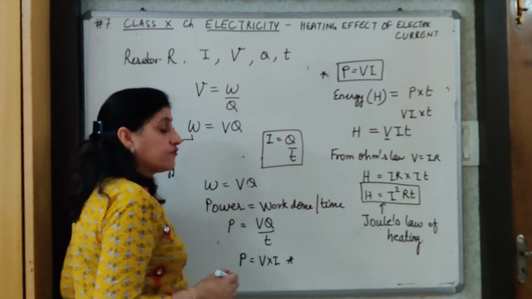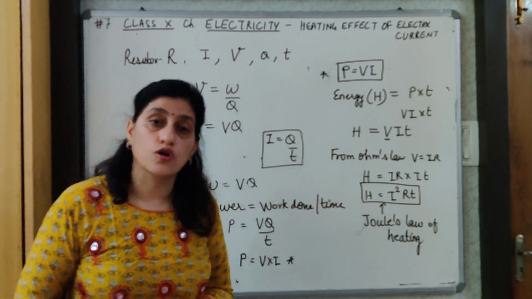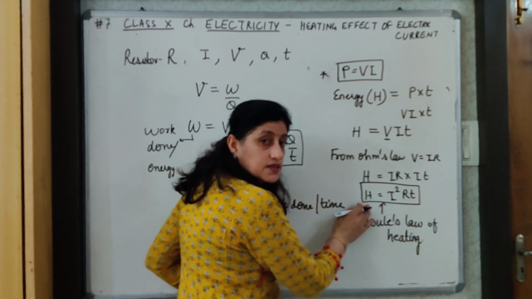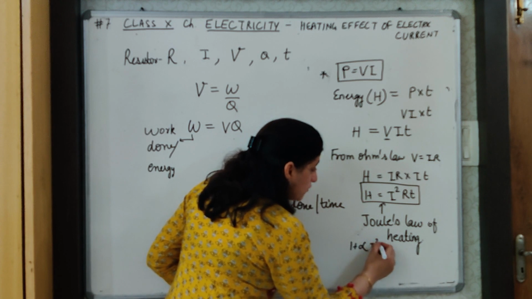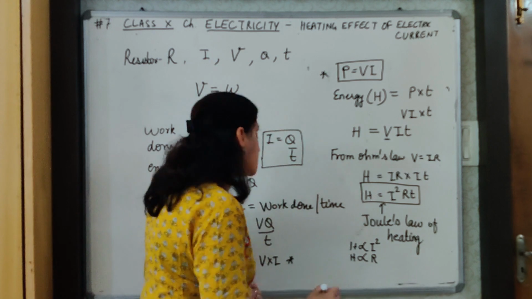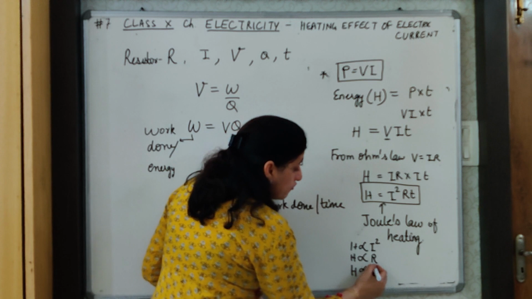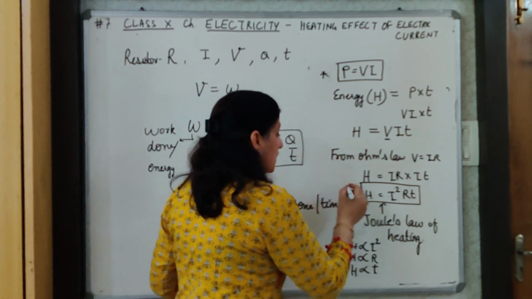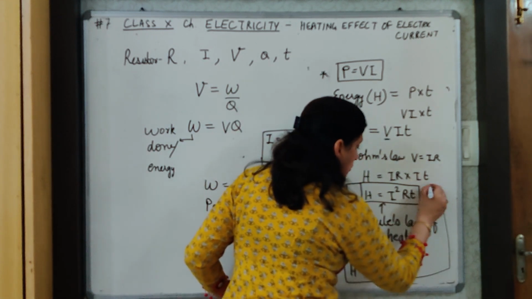Joule's law of heating. And this can be stated as, if it is asked define Joule's law of heating, we say that according to the Joule's law of heating, the heat energy produced is directly proportional to the square of current, directly proportional to the resistance, and directly proportional to the time for which the appliance is working. So this entire thing can be taken for Joule's law of heating.